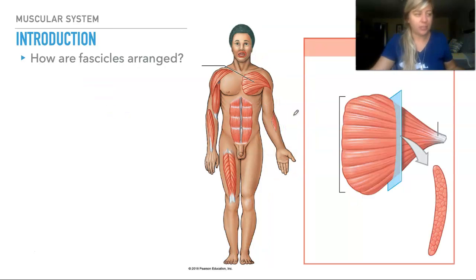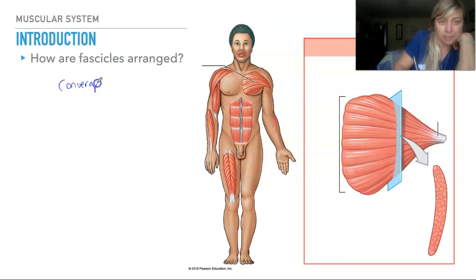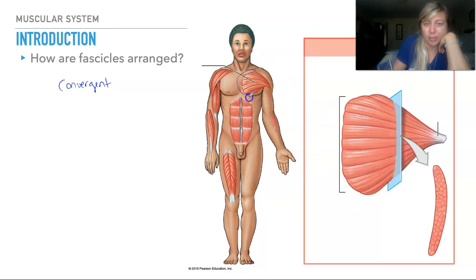Our next type of fascicle arrangement is what's called convergent. Convergent arrangement is when the fascicles converge on one point. They take on a fan shape like you can see here. Specifically, the muscle we're seeing in this example is pectoralis major. You can see that all of these fibers are running towards one location where they converge down here in a tendon.